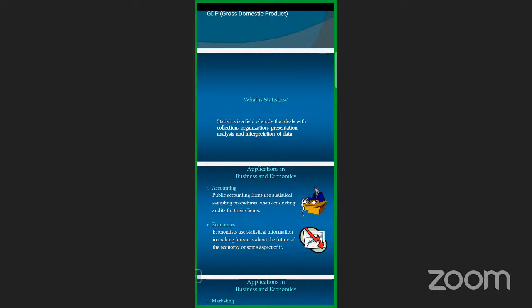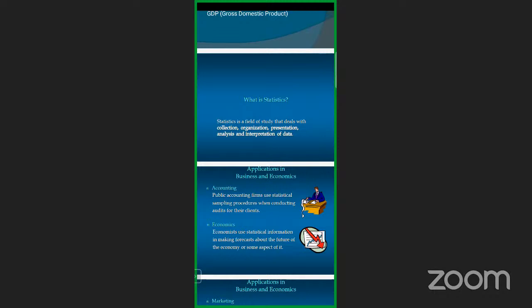So this is the collection of data, then organizing it, which means making it in a proper way, then presenting it to whoever requires the data, according to them. We are going to analyze it for a particular future reference purpose. So that is interpreted in the form of statements. So how it is useful and where it is useful.